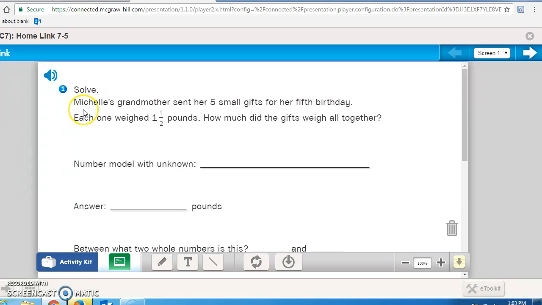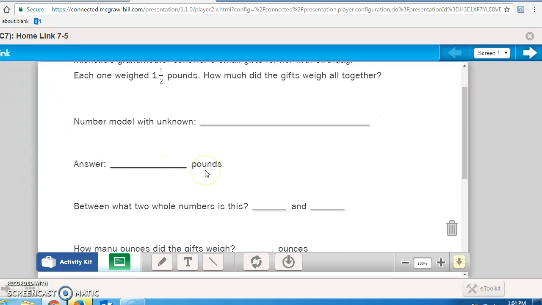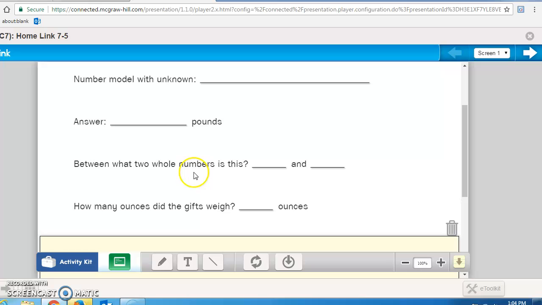Number 1 says solve. Michelle's grandmother sent her 5 small gifts for her 5th birthday. Each one weighed 1.5 pounds. How much did the gifts weigh in all? So you need your number model with your unknown, your answer in pounds, and then between what 2 whole numbers is this, and how many ounces did the gifts weigh?